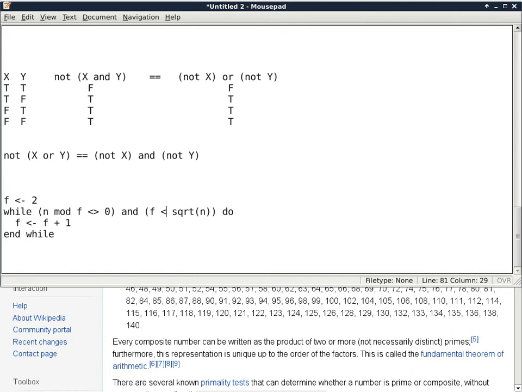Right? Because if f, which is an integer, is a factor of n, that means n divided by f has a remainder of 0, which means the first condition is going to be false. I don't need to bother to check the second condition. Does that make any sense? So that's why I can take out the equal to right away, and then the rest, this works too.